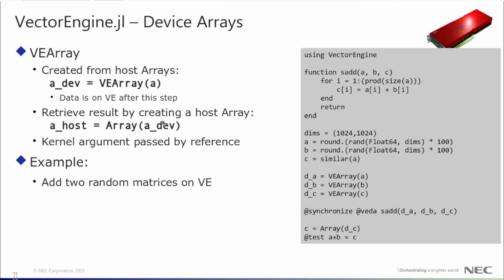We can retrieve results by creating a host array. The example shows the addition of two random matrices on the vector engine. So we define the function as add that adds every element of the matrix, which is linearized in this case. We allocate the matrices, random matrices A and B, and the result matrix. Then we create device arrays out of them, and finally we call the sadd kernel function on the vector engine and retrieve the C array as a result.